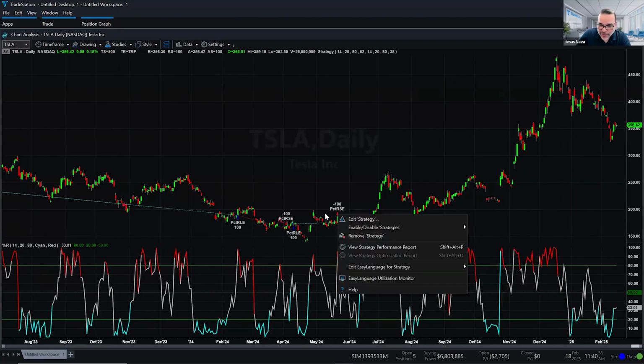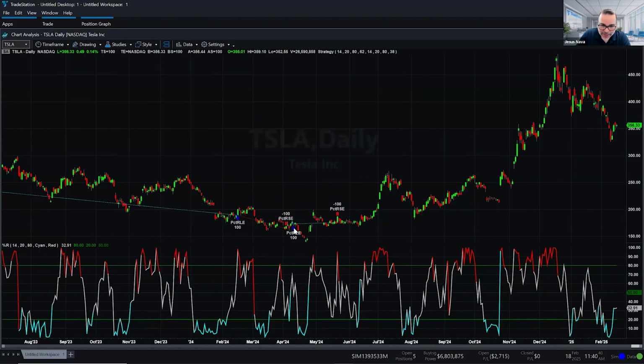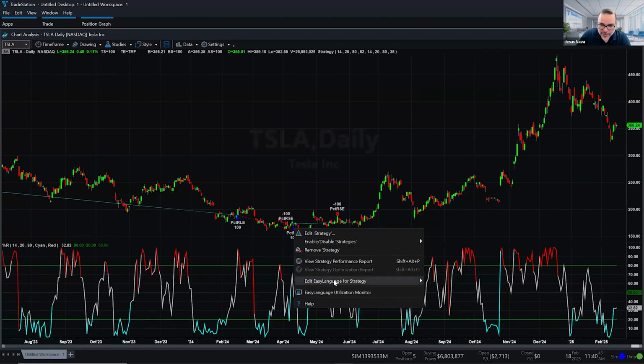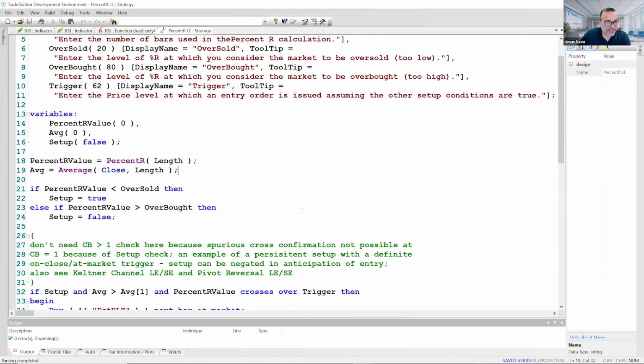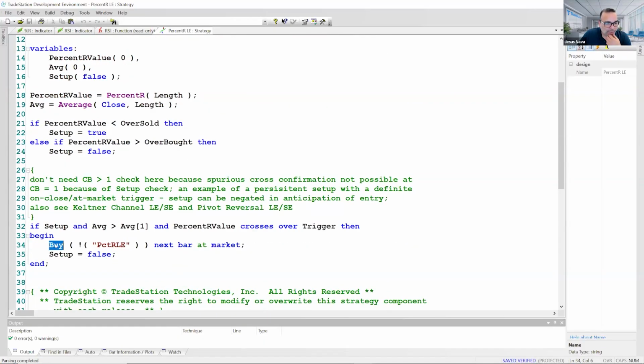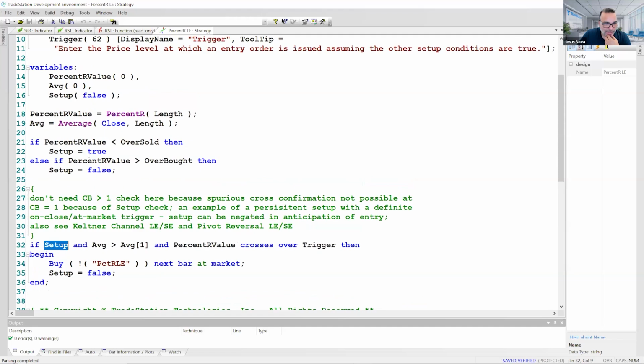Let me right click here on the strategy. Let me look at the long entry right here, and I'm going to go to edit EasyLanguage for the LE. Now, if you take a look at where the buy order is, first of all, we need a setup. The setup is right up here: percent R is less than oversold. So first of all, it needs to be oversold. This is the bullish signal. This is the long entry. So we need to be at the bottom, right?